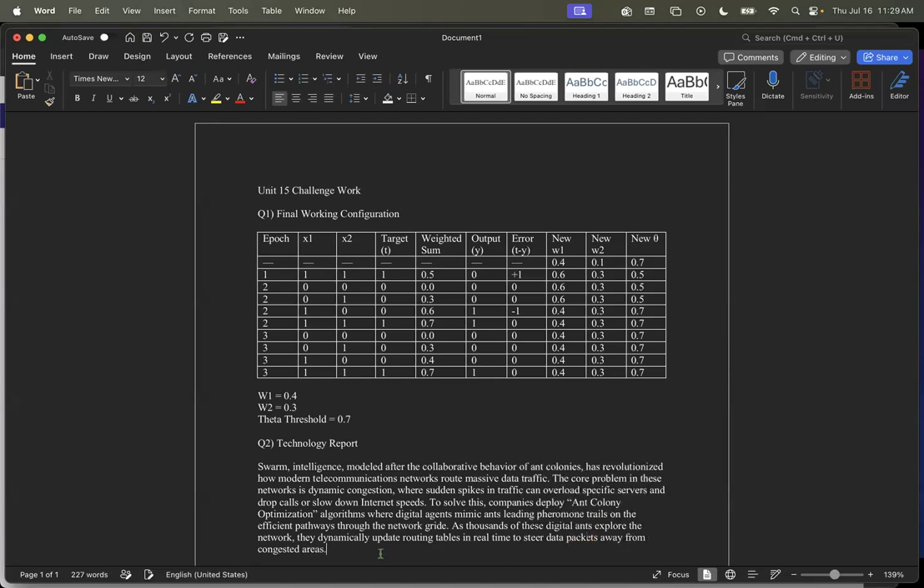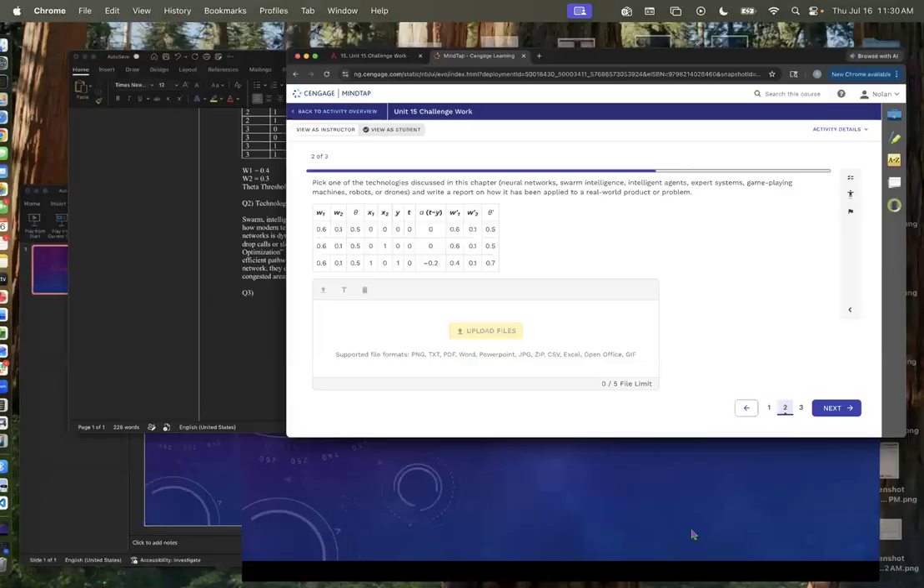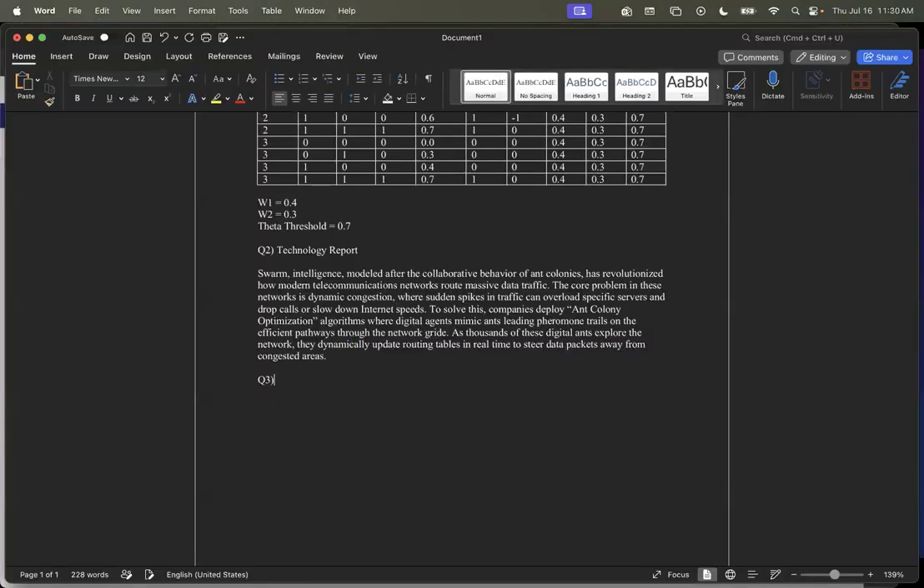That would be enough, just a couple sentences, right? Doesn't have to be a full-on multi-paragraph, multi-page research paper, just to get your point across for your chosen technology. So save this for your documents, convert it to a PDF, and then go ahead and submit that PDF in Cengage. Now we're moving on to question 3, and this is the Chinese room argument.